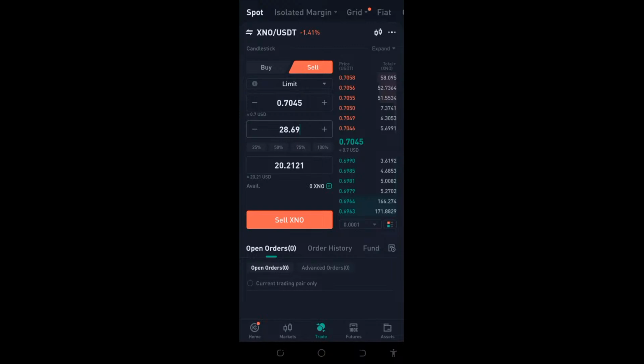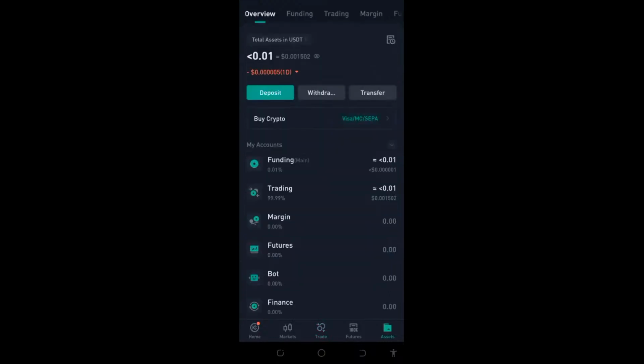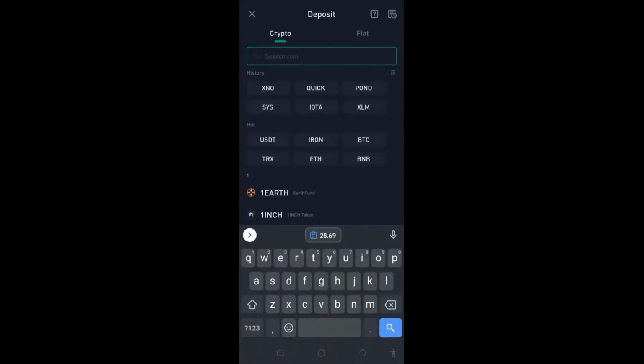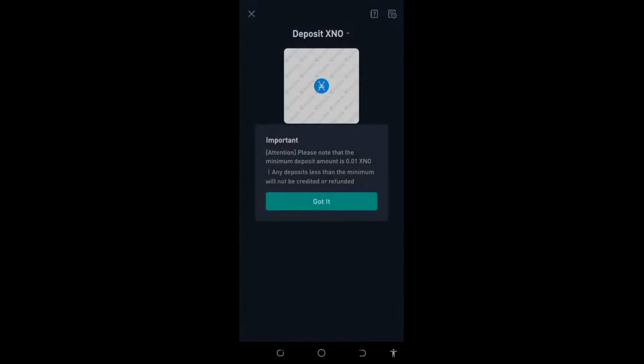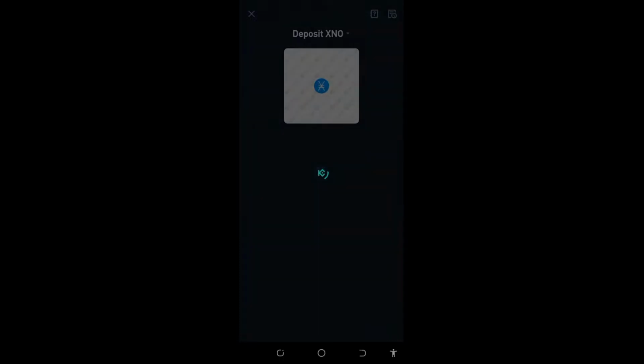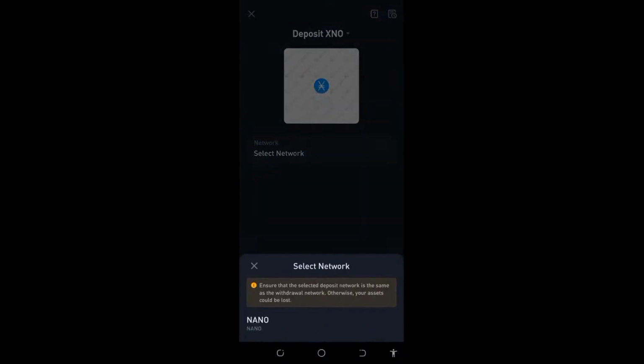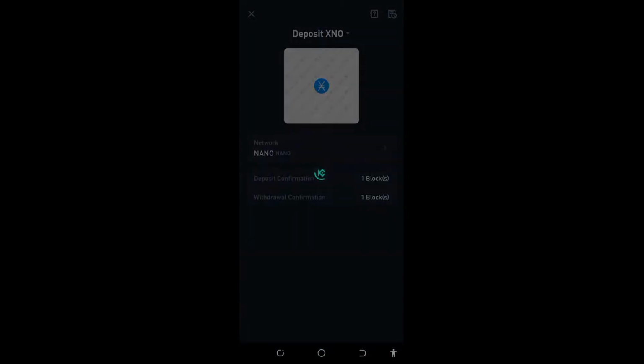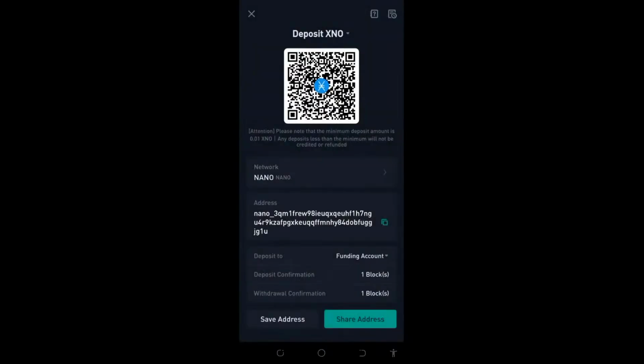But let's see whether this is depositable or also withdrawable. Since we're here on KuCoin, let's look at the deposit network and see what exactly we're going to be able to deposit it with. It says, please note that the minimum deposit is 0.01. Let's check. It has the Nano network. Okay, Nano network, fine.